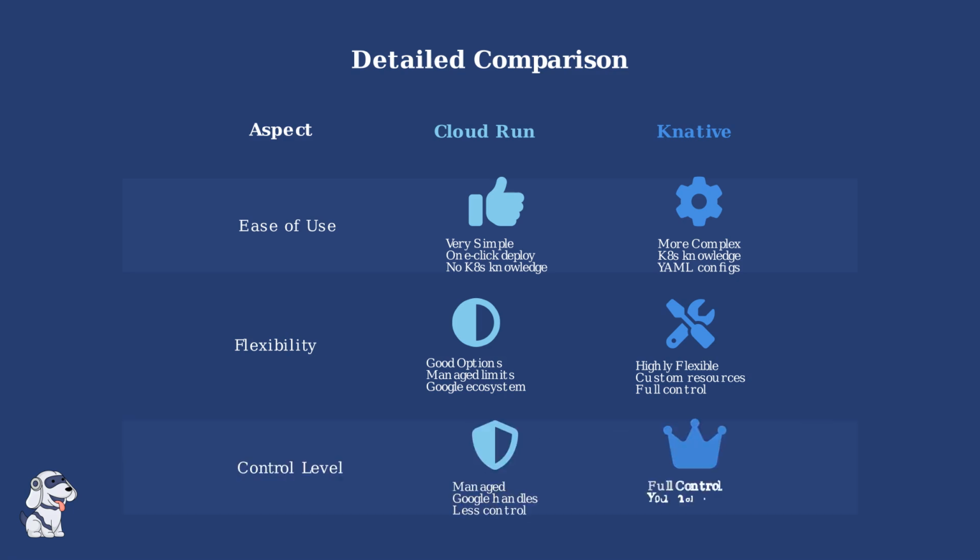When it comes to control, this is where the trade-offs become clear. Native gives you complete control over your infrastructure, networking, and scaling. Cloud Run handles these for you, which is great for simplicity, but limits your control. So what's the key takeaway from this comparison? The choice between Cloud Run and Native depends on your specific needs and expertise level.